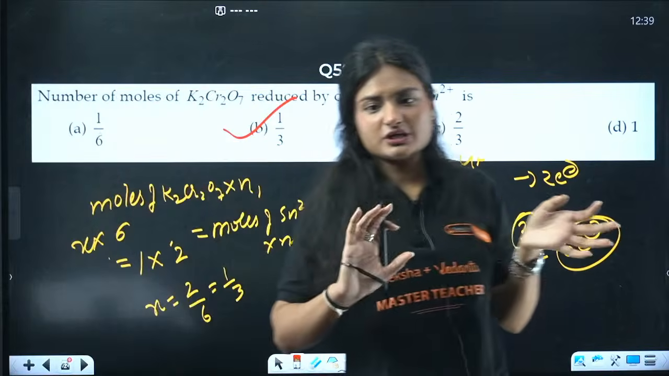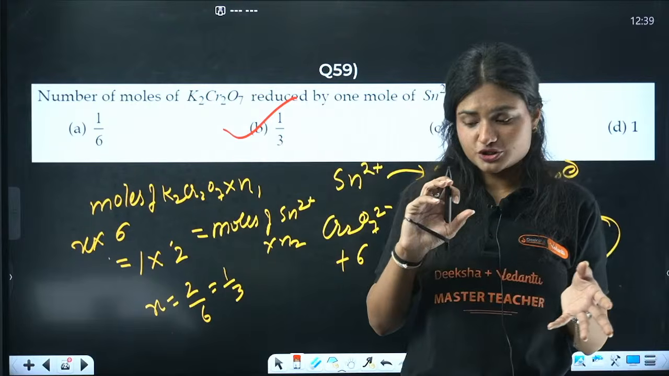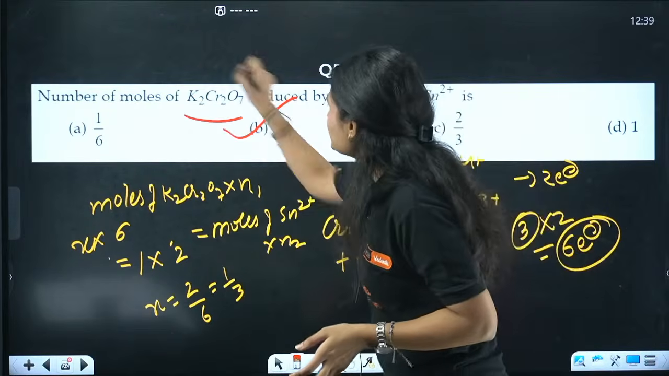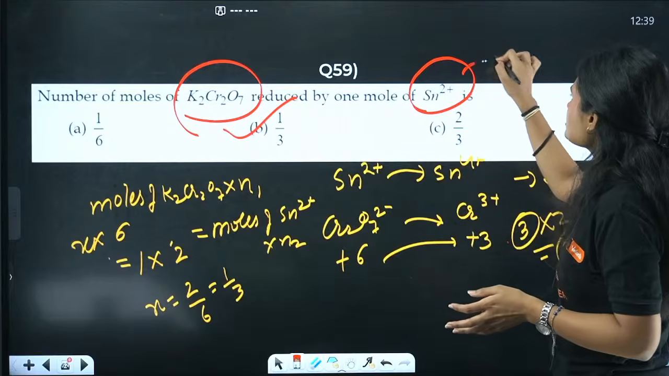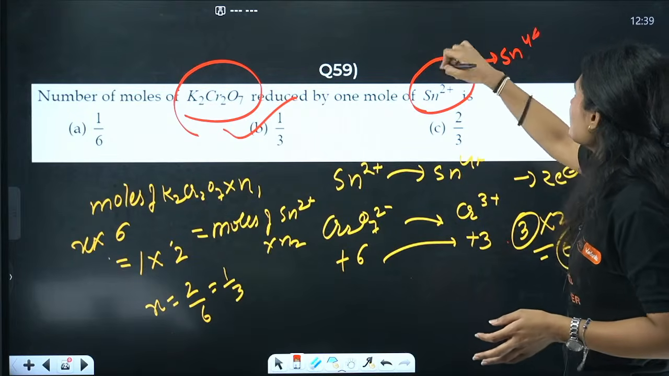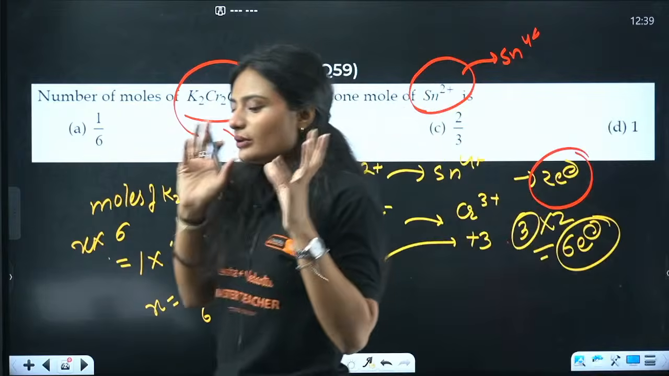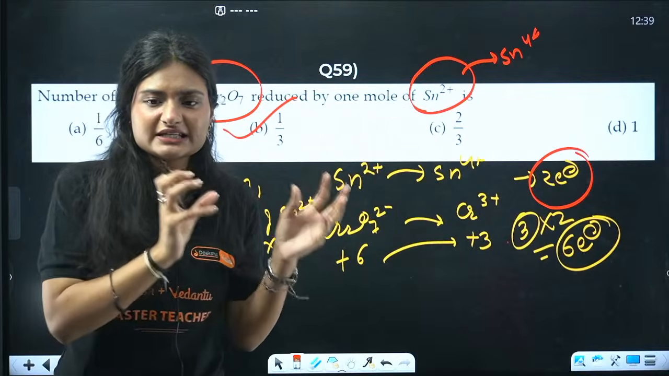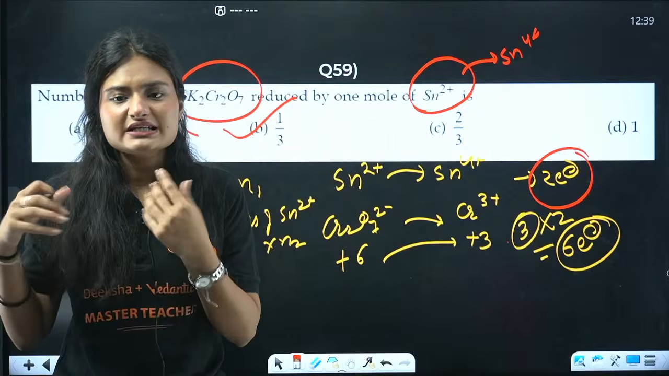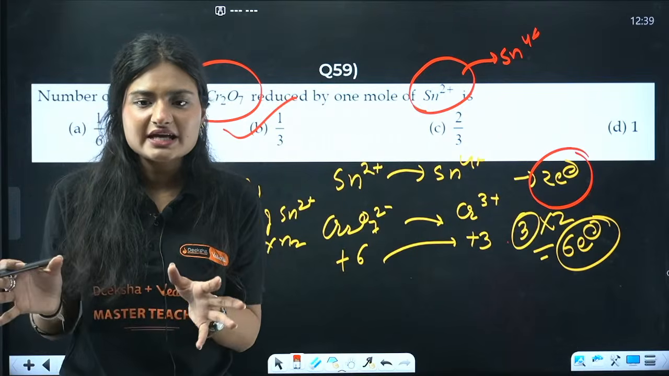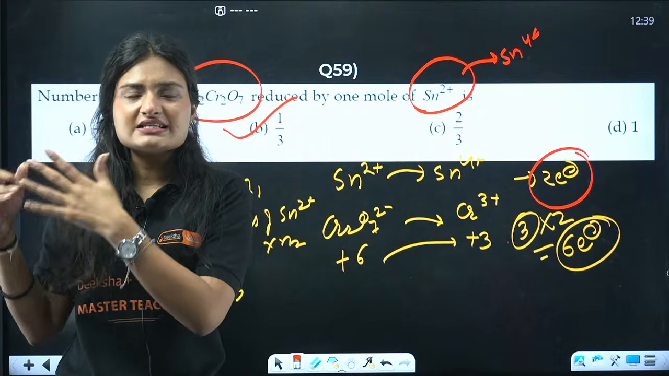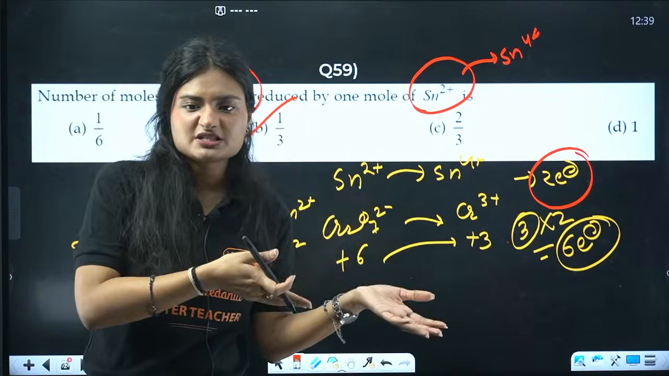Number of moles of K2Cr2O7 that are reduced by 1 mole of Sn2+. So this is getting reduced, and Sn2+ gets oxidized to Sn4+. That means 2 electrons are involved. Now remember, the amount of species getting reduced should be equal to the amount of species getting oxidized. That's how you balance a reaction.